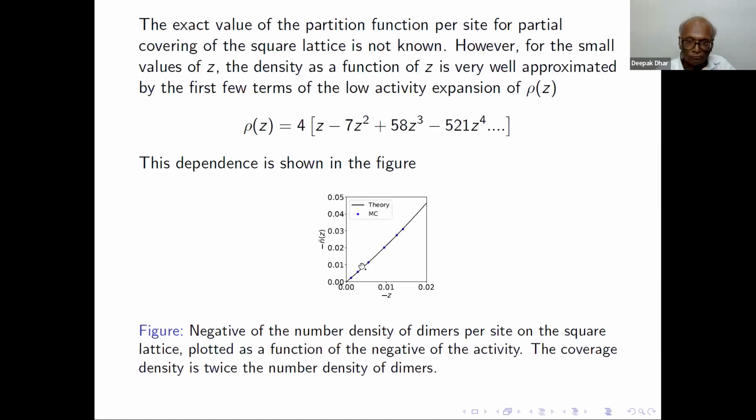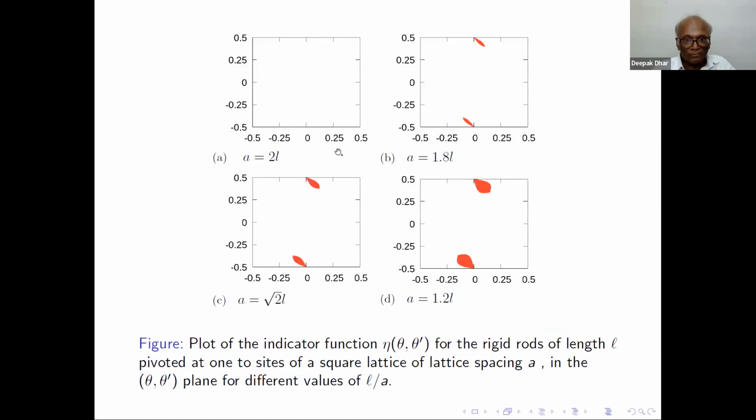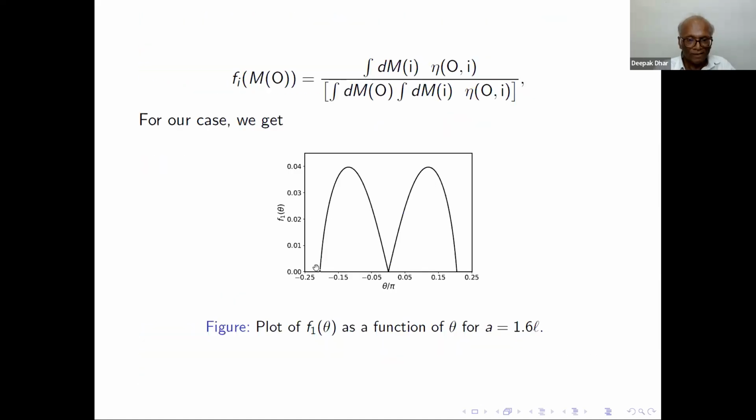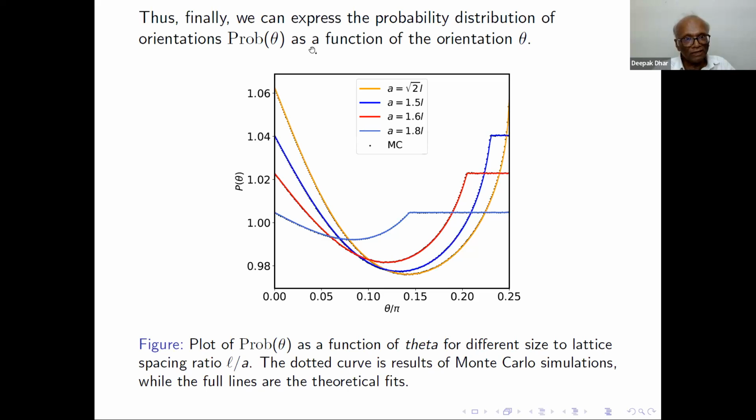In some region, f is just 1, there is nothing. But in some region, it is non-trivial, where it is less than 1, and those are the regions which we showed here. In some region it is 0, and in some region it is non-zero. Finally, you can express the probability distribution of orientations as a function of orientation by putting this together. And these are the plots of the theoretical function versus the numerical simulations.